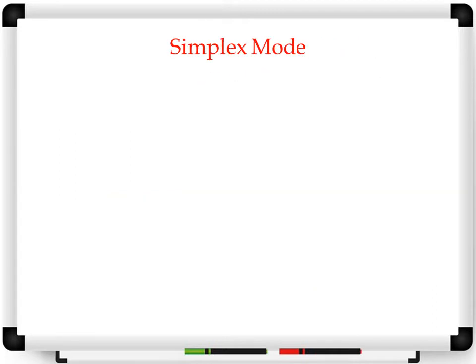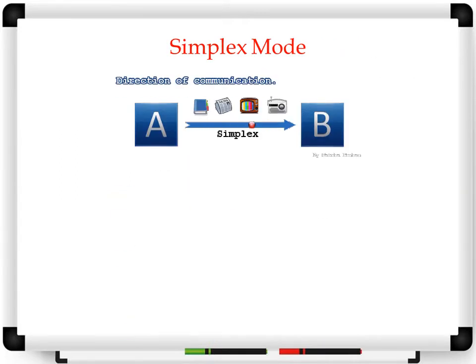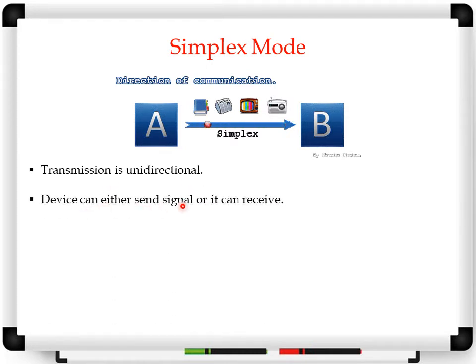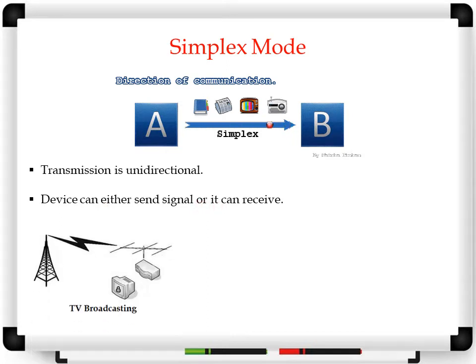Now, simplex mode. As you can see in this animation, there are two devices, A device and B device. Here, A is sending the data while B is receiving the data, and the direction of signal flow is only from A to B. So that is why simplex mode is the mode of transmission which is unidirectional. The device can either send the signal or receive it.